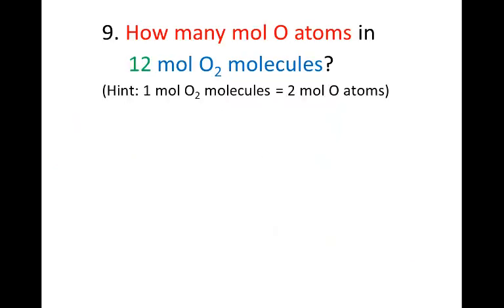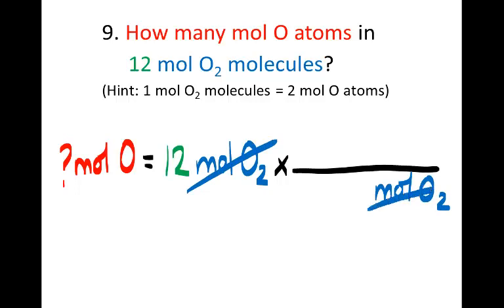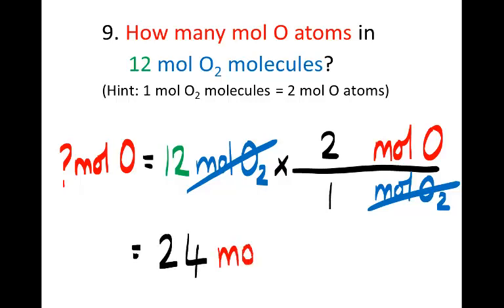How many moles of O atoms in 12 moles of O2 molecules? How many mole of O in 12 mole of O2? And we're given a hint over here that makes everything very easy. That's our conversion factor we're going to use. We need moles of O2 at the bottom to cancel that unit away. We need moles of O at the top. And it tells us 1 mole of O2 is 2 moles of O. 12 times 2, 24 moles of O. In other words, O atoms, moles of O atoms.